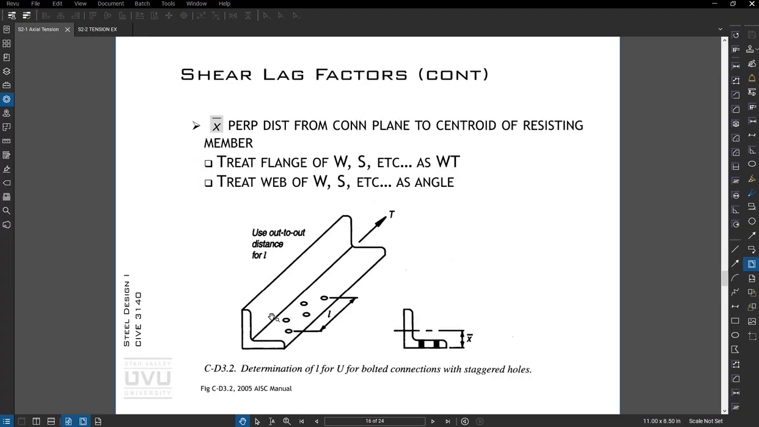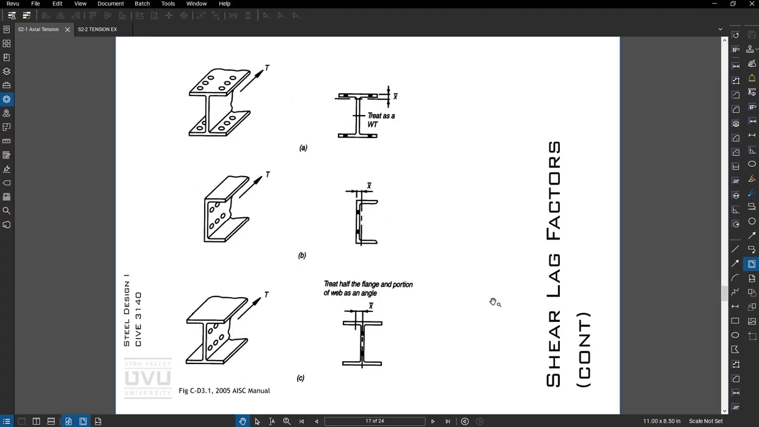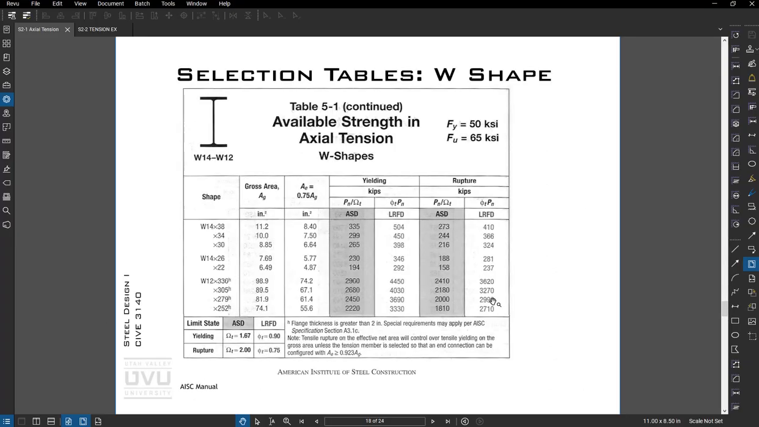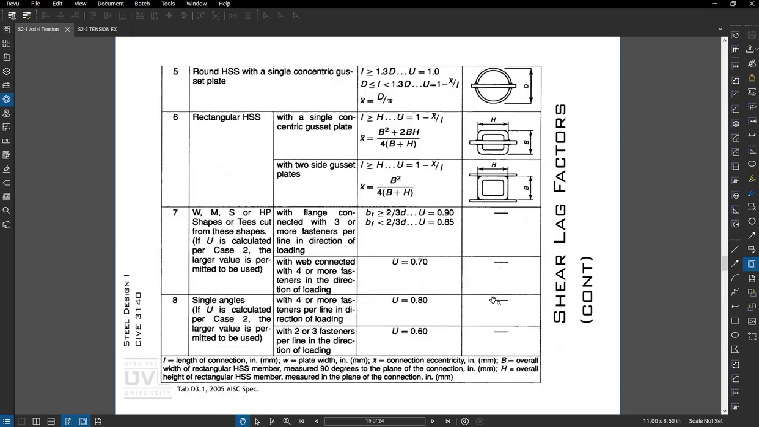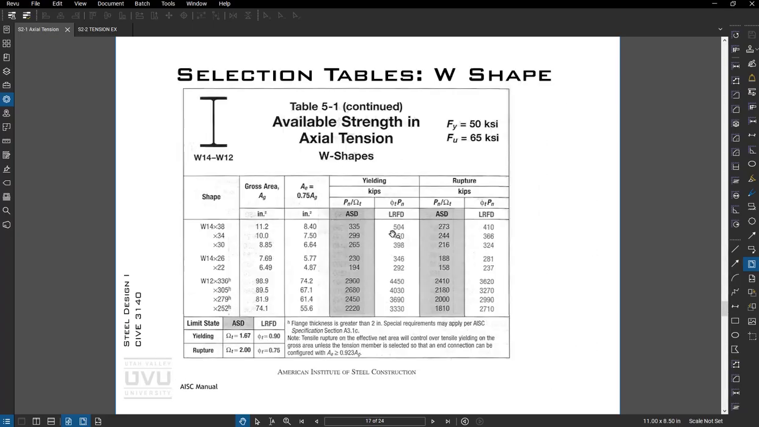Okay, so a little more on shear lag here, basically expounding on this table with some of the definitions. One of the most helpful things in the manual are their design tables. This is a snip of the axial tension strength table. So say I had a 14 by 30 and I wanted to know what its yielding and rupture strengths were, I could come in here and pick that up.